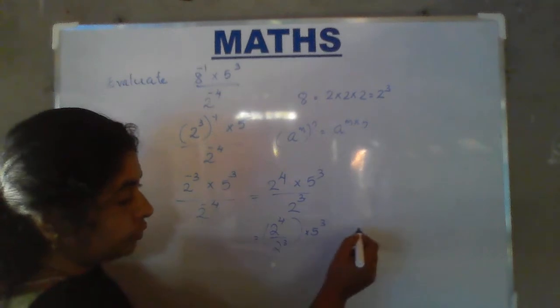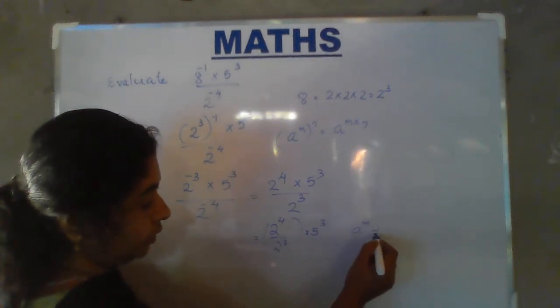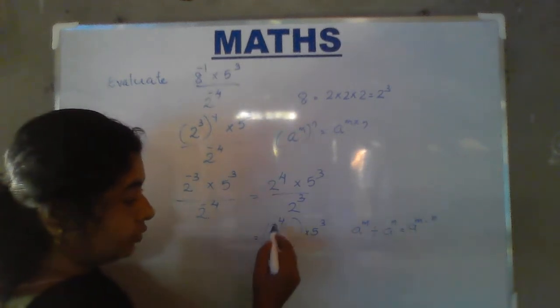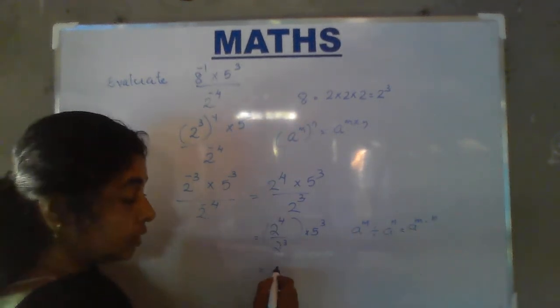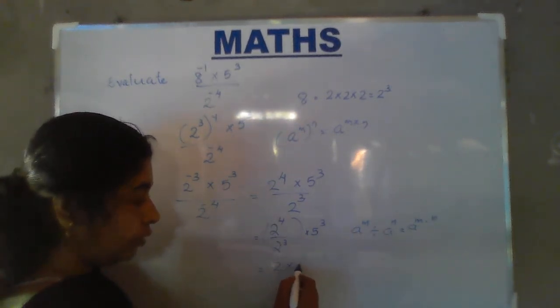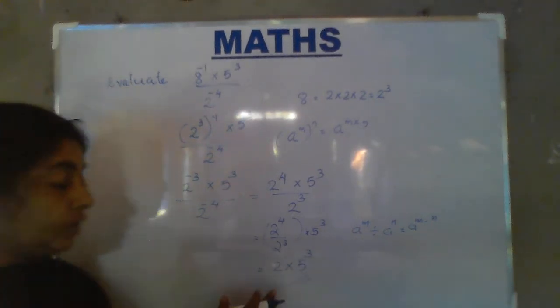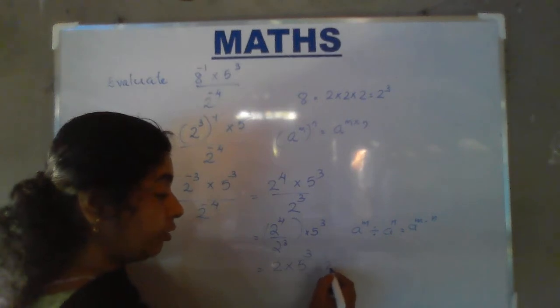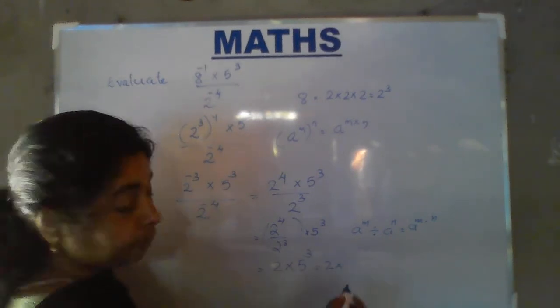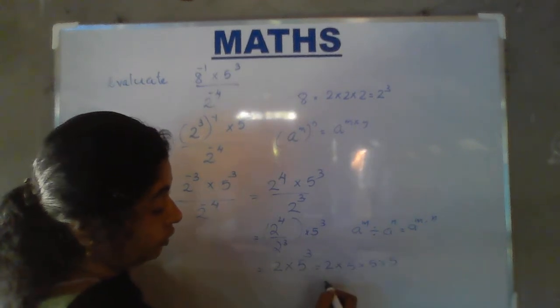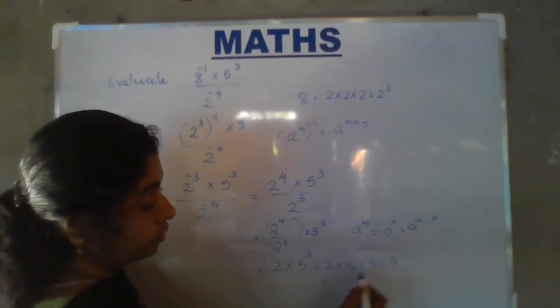And this is a raised to m by a raised to n. What is a raised to m by a raised to n? It is a raised to m minus n. So 2 raised to 4 minus 3 is 2 raised to 1. Now 2 into 5 raised to 3. So the value is 2 into 5 raised to 3. What is 5 raised to 3? 5 raised to 3 is 5 into 5 into 5. Now what is its value? Here 5 2s are 10, 5 5s are 25, and 250 is the value.